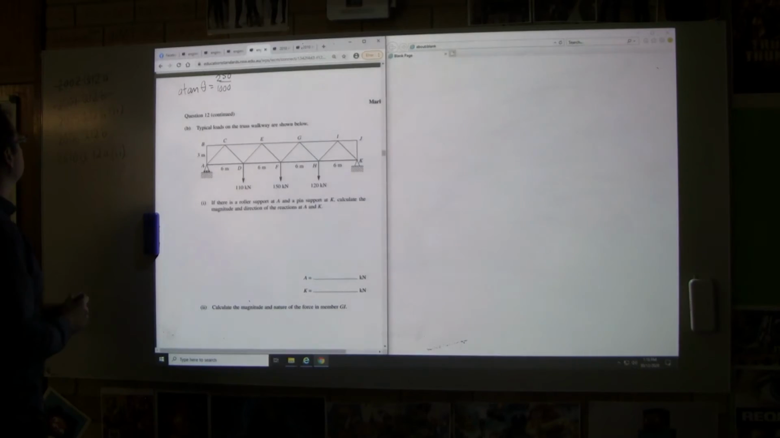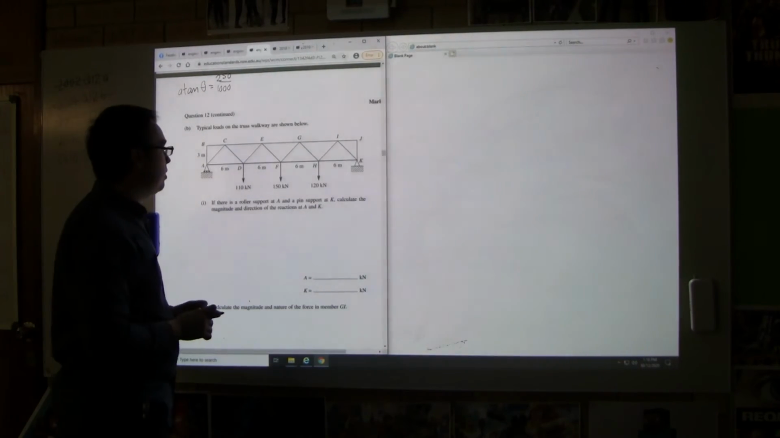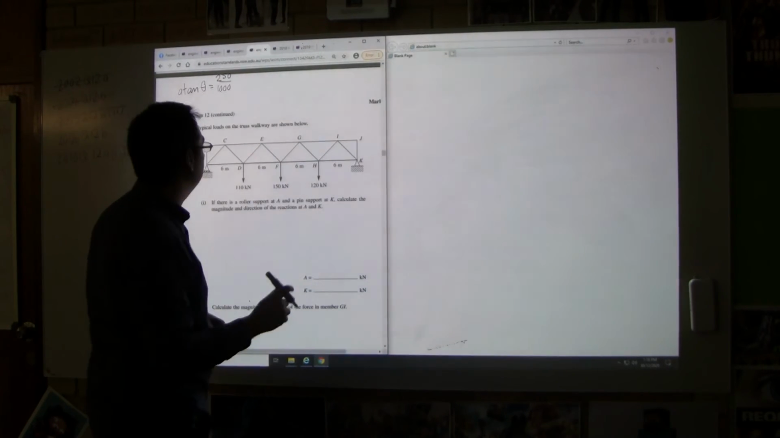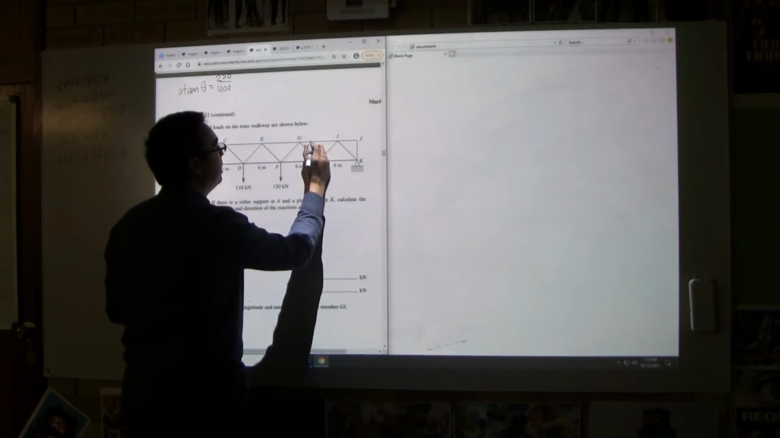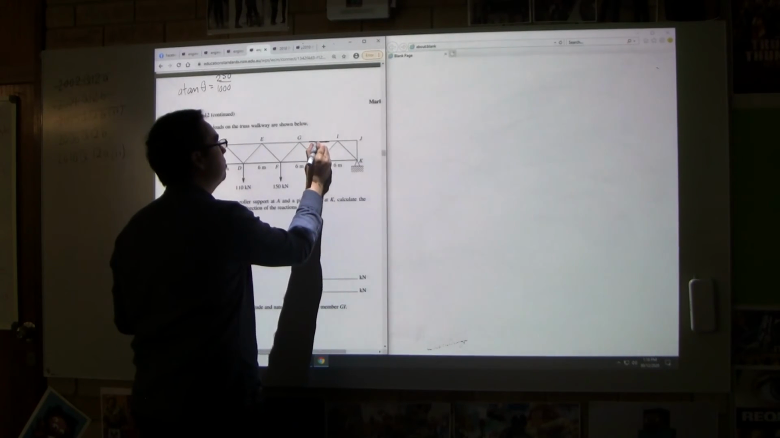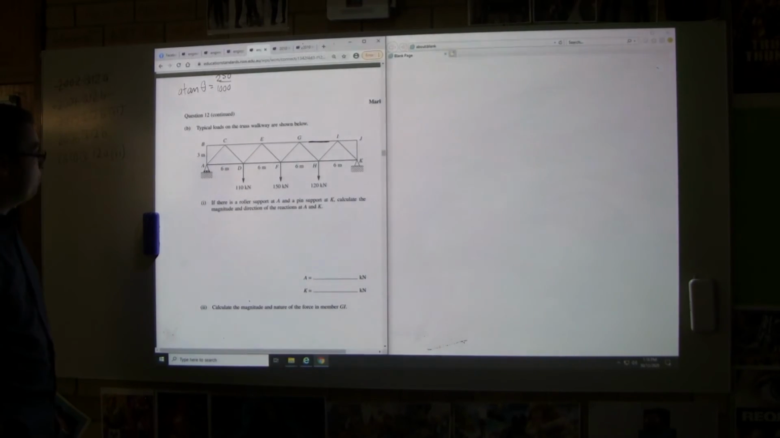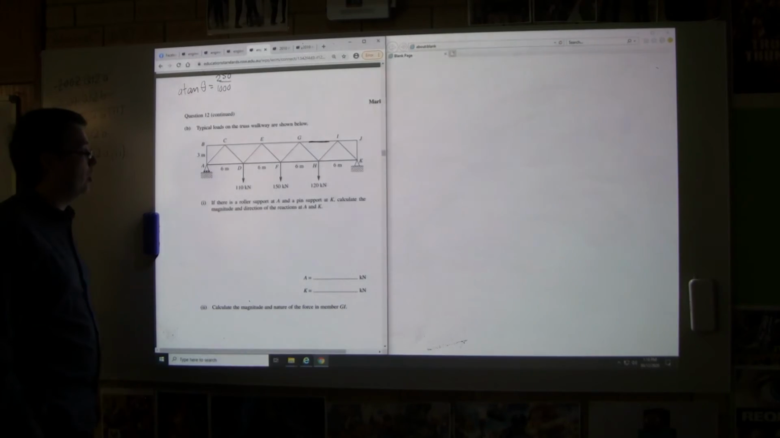So this is the 2006 paper, and we've been asked to find the reactions at A and K, and then GI is what we're finding. We're not going to bother with the reactions if we don't have to. Okay, so we're going to need to find a reaction, no getting out of that.